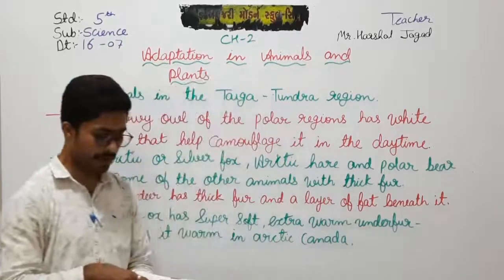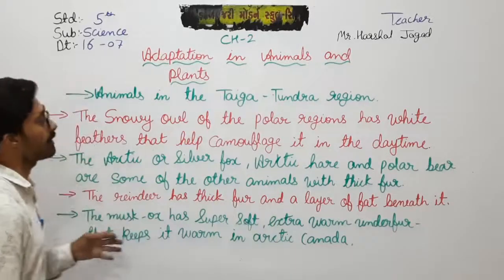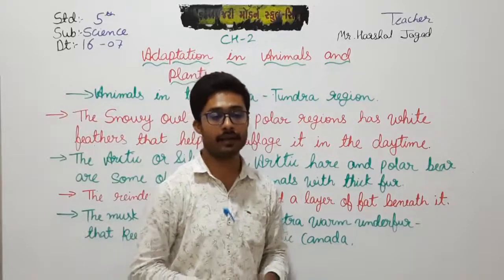Okay, so these are some of the adaptations of the animals of the region, that is Taiga and Tundra regions. Okay, students, if you want to write this, then you can write it down.